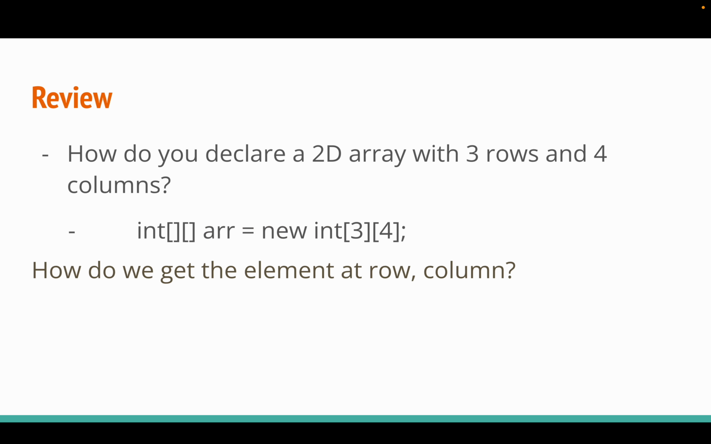Alright. To get a 2D array with 3 rows and 4 columns, you'll say int[][] array equals new int[3][4]. And to get the element at row, column, it's array[row][column]. As you can see here, [row], 3 rows, [column], 4 columns. So we applied this concept in order to create this 3x4 array right here.